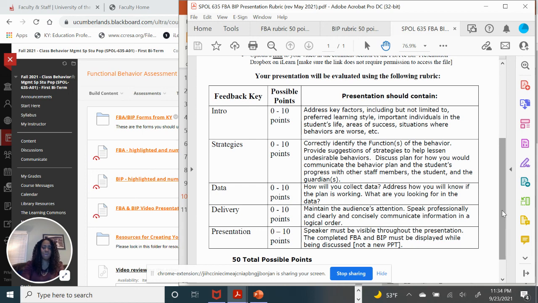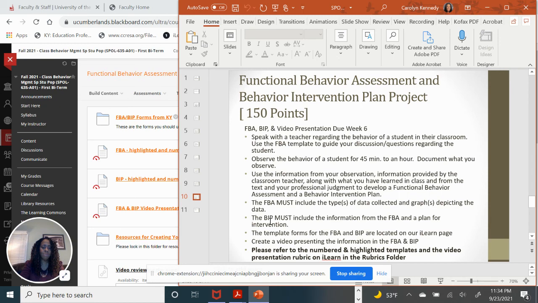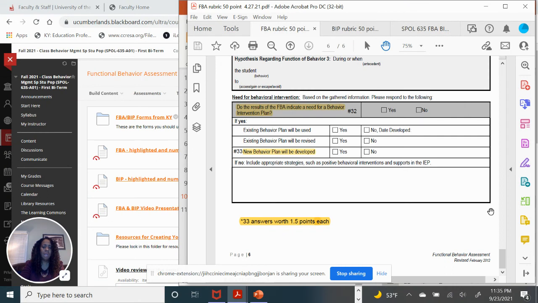If you have any questions that I did not answer, in our major assignments, this information was there for you. And in your rubrics, and in the FBA folder, you will find the forms that you use. You will find the highlighted and numbered FBA form, the highlighted and numbered BIP form, and the rubric for your video presentation, as well as the resources for creating a video if you need those. And then there will be a link to this video.